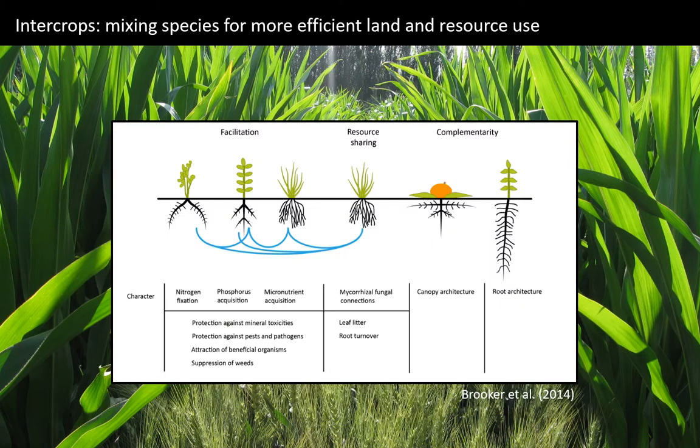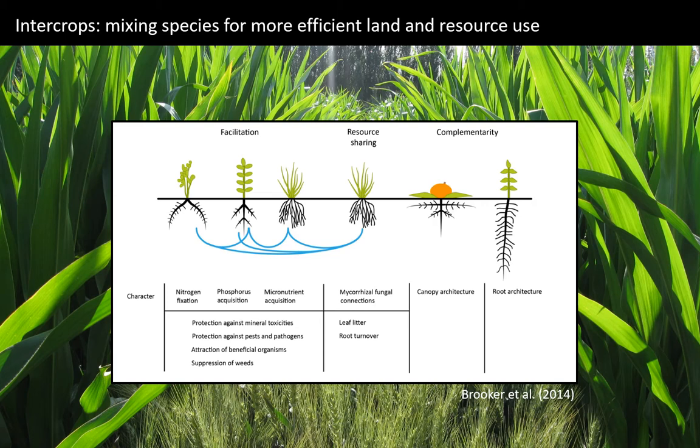Now, there are many reasons why such intercrops, such combinations of species, would give more efficient land and resource use, and this is sort of summarized in this picture. It mostly has to do with the fact that either species are complementary in their resource use, so they're not searching for the same resource in the same place at the same time necessarily. That makes them complementary. The resources are used more efficiently.